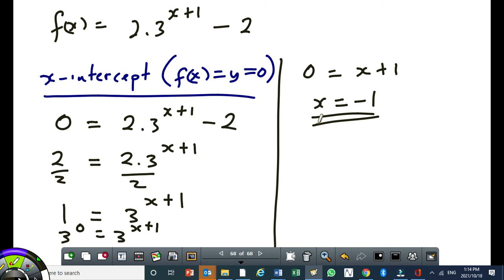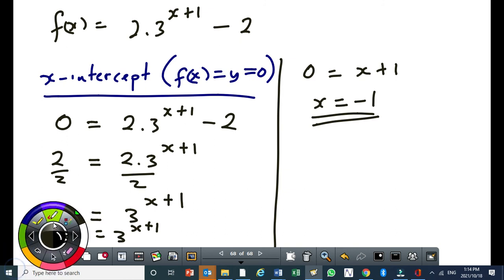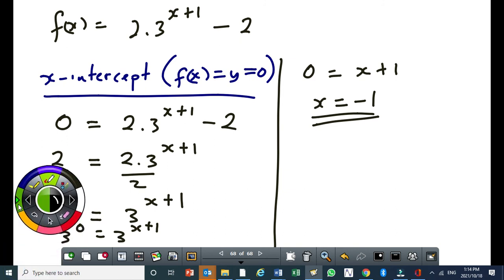So the curve will pass through where x is negative 1. Okay? Now, I also want to give you further information based on what I said earlier. The value of a is positive. Therefore, we are going to have an increasing function. The value of b is greater than 1. So since the value of a is positive, the value of b is greater than 1, when I sketch the graph, it's going to be an increasing function. The asymptote is going to be below the curve.